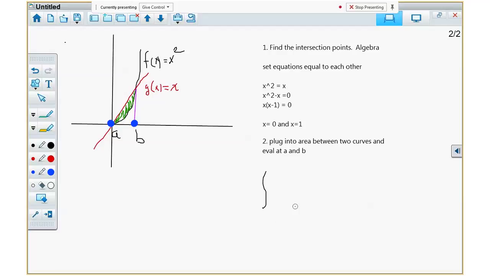Antiderivative of, what's our number? 1 to 0 of x squared minus x dx. Okay, now do it. Well, there's not anything you can subtract, so now you just take the antiderivative. And plug and chug.